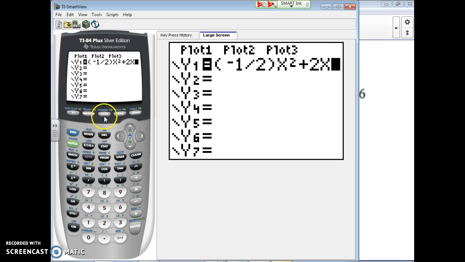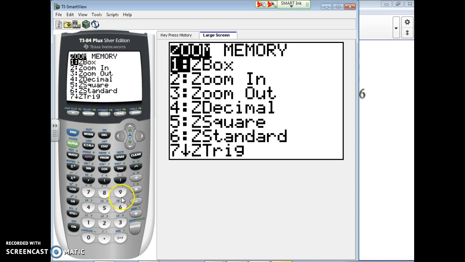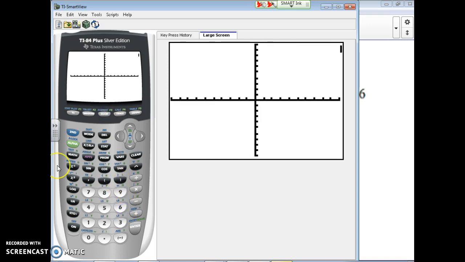What I'm going to do is press zoom. You guys notice zoom is right there. It is row 1, column 3. I'm going to press zoom and 6. And that allows me the chance to see what my calculator looks like. So as you guys can see, I have 2 zeros. I have one right here, and I have another one right there.